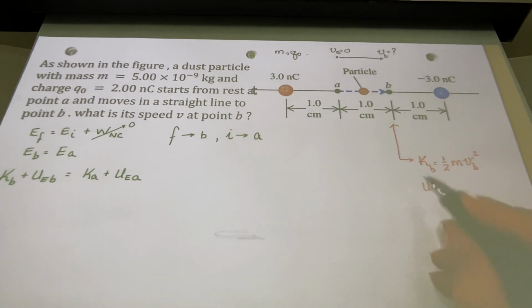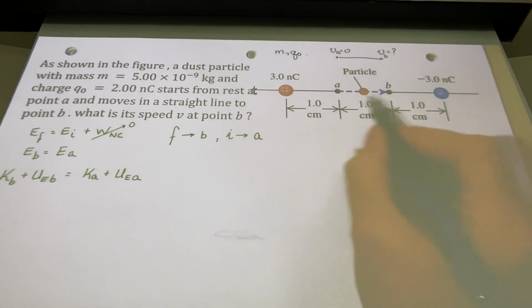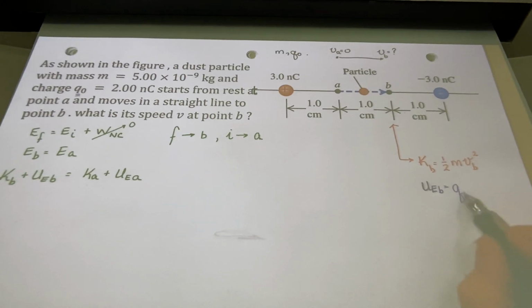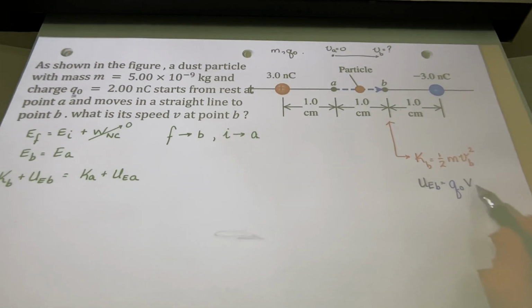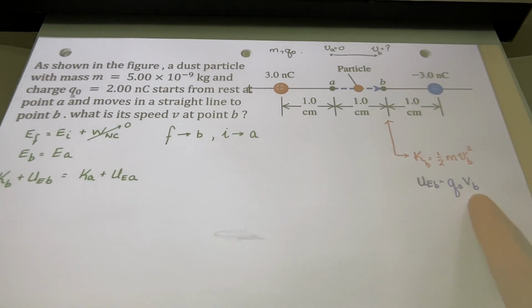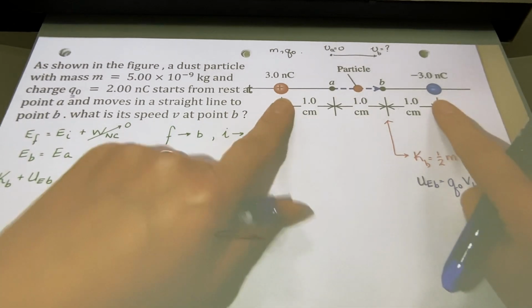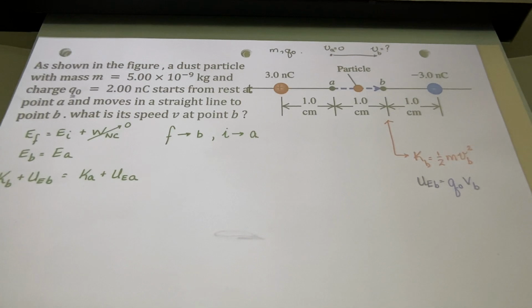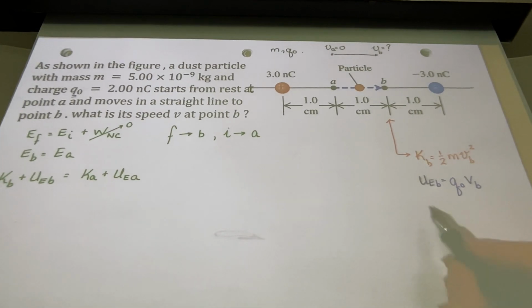Our electric potential energy at point B is the charge that's moving around, that's our Q0. This is our charge that is sitting in the potential, so this is the one that has the potential energy, times the potential it is sitting in. So the charge that has the energy times the potential it sits in. This potential is the potential made by the two source charges, the plus and minus 3 nanocoulombs. So let's find that potential next.